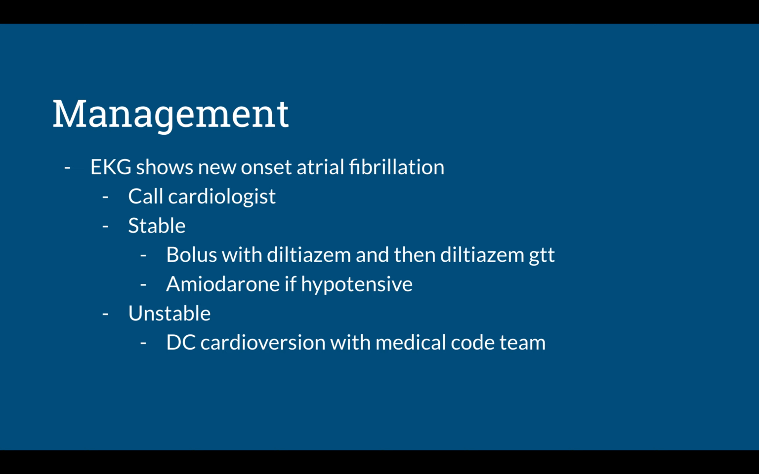So another scenario, if you've worked up your patient for chest pain, gotten an EKG, and you find new onset atrial fibrillation, hopefully you listened to their heart beforehand, and you maybe already heard it or felt their pulse and heard it. Then, if this is new onset, you're going to want to let cardiology know. And usually what they'll say to do if the patient is stable is to bolus with diltiazem and then start a diltiazem drip.